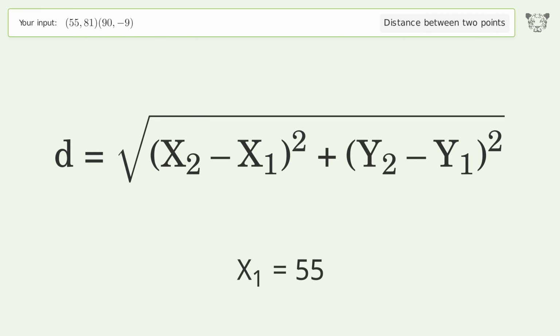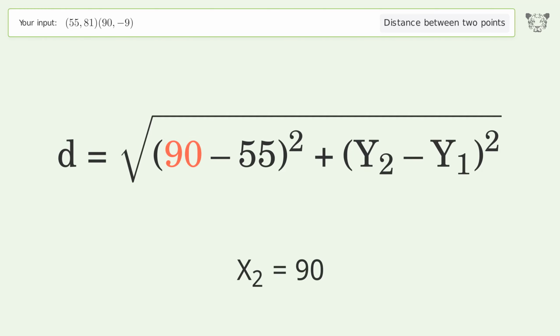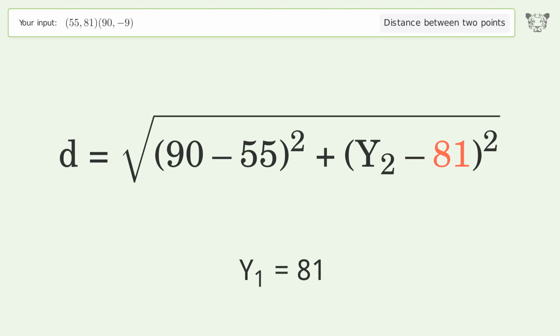x1 equals 55. x2 equals 90. y1 equals 81. y2 equals -9.